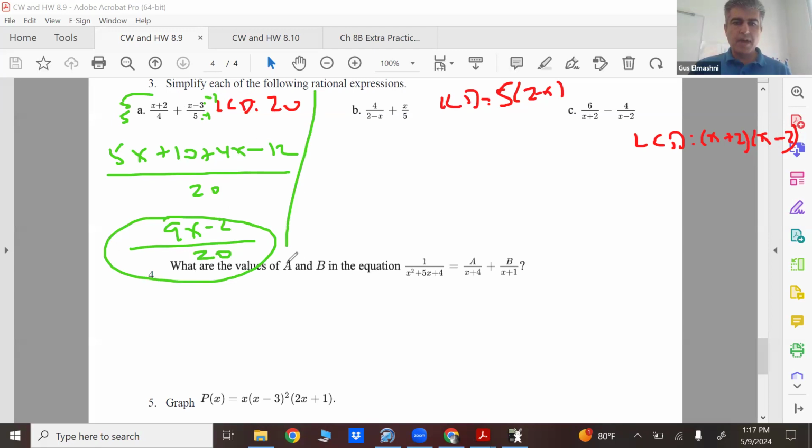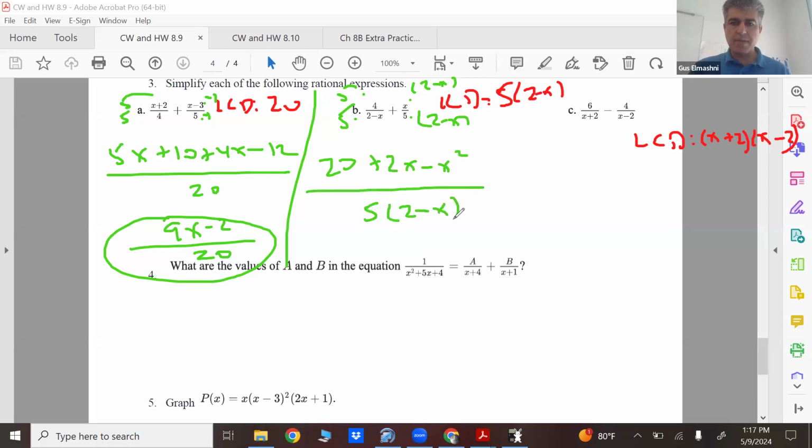Here, you've got to multiply top and bottom by 5, 5, 2 minus x, 2 minus x. So you have 20 plus 2x minus x squared all over 5 parentheses 2 minus x. I think we're good there. And lastly, here, multiply top and bottom by x minus 2.